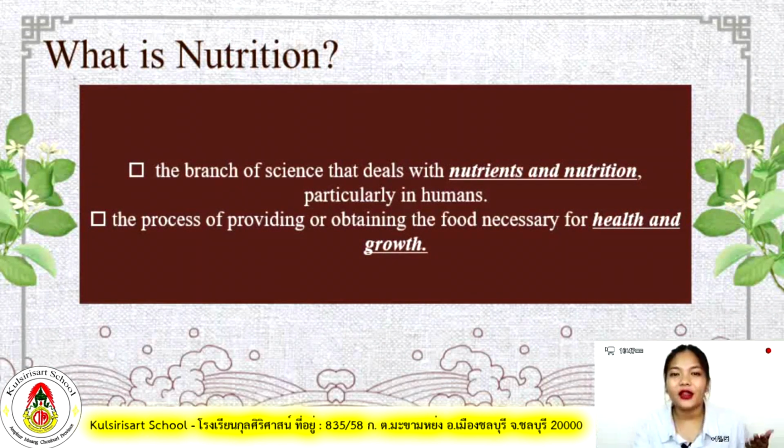Now, first off, what is nutrition? Now let us define what is nutrition. Nutrition is defined as the branch of science that deals with nutrients and nutrition, particularly in humans. But also take note that there is also a study in science that deals with animal and plant nutrition. Okay, now we have here another definition. Nutrition is also defined as the process of providing or obtaining the food necessary for health and growth.